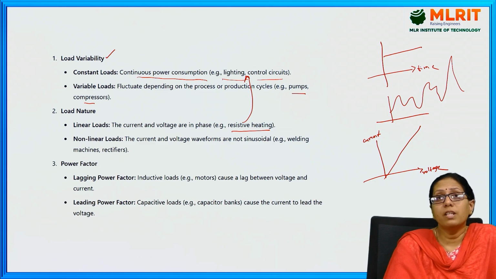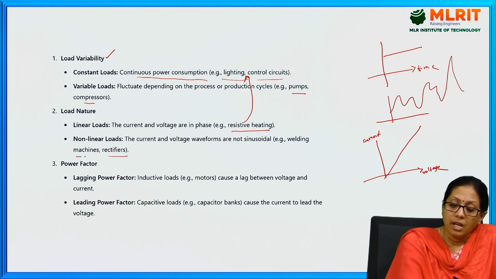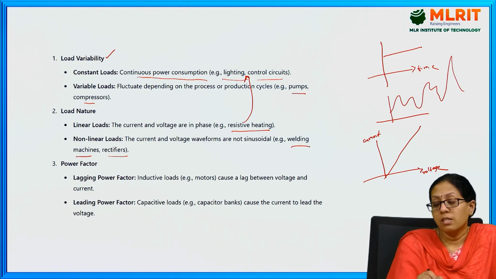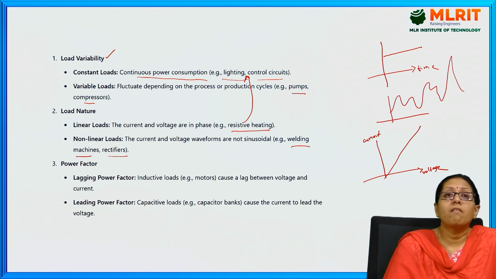The second one is non-linear loads. The current and voltage waveforms are not sinusoidal. Example, welding machines and rectifiers. In welding machines and rectifiers, the VI characteristics are not linear. So, these are called non-linear loads. Next one is power factor.